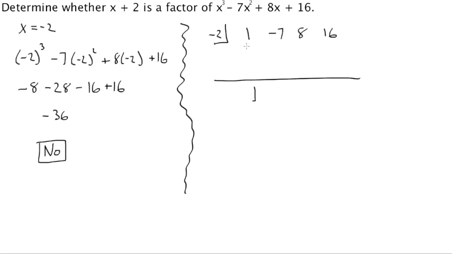So synthetic division real quick, bring down the 1. Negative 2 times 1 is negative 2, so I get negative 9.